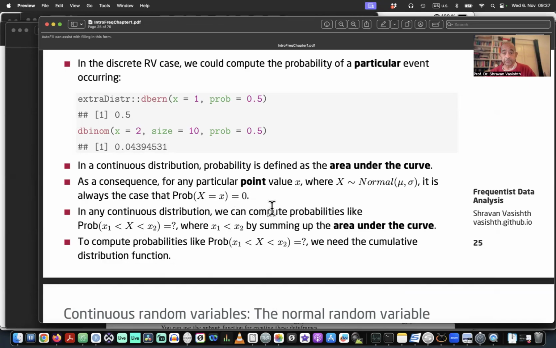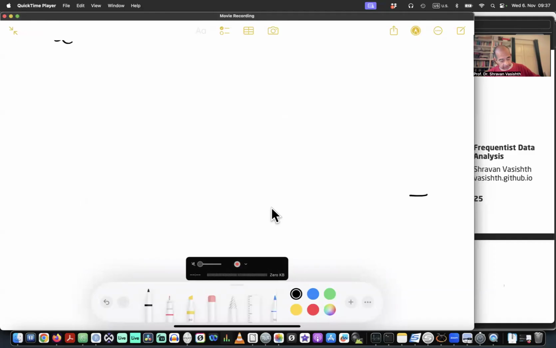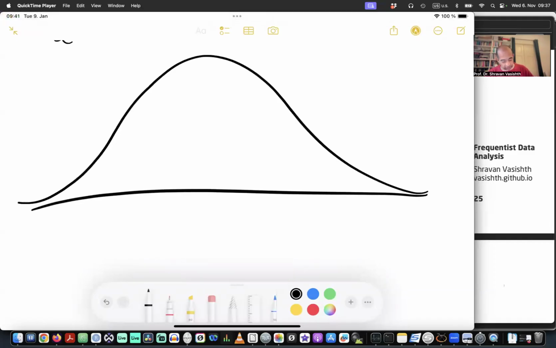Okay, very important difference. So all we can do in a continuous distribution, what we are able to do, however, with a continuous distribution, is that we can always ask questions like, what's the probability of observing a value between these two quantiles, something between Q2 and Q1?